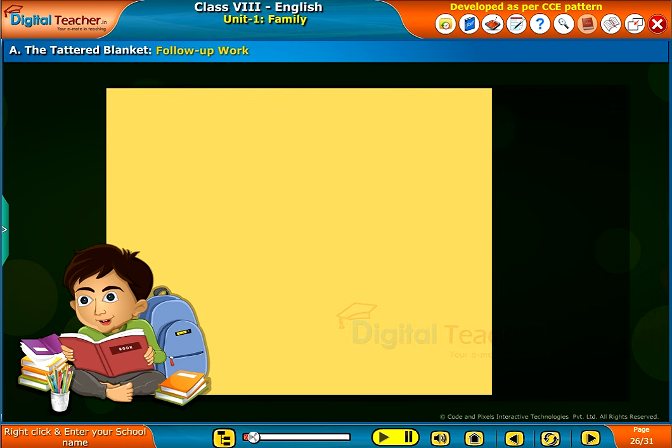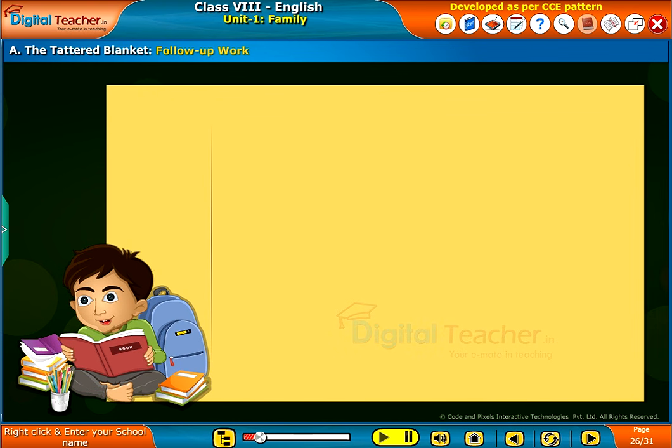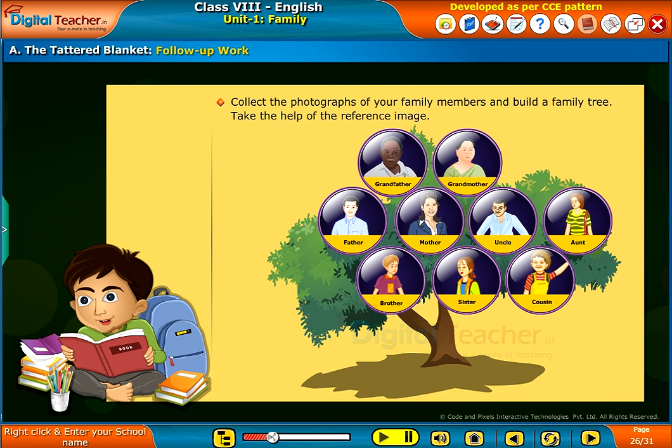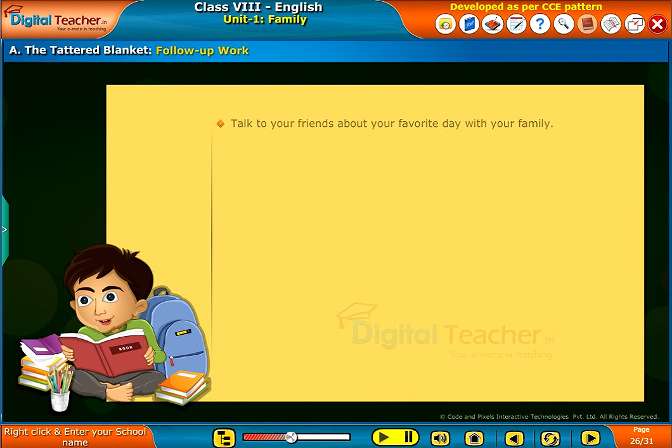Follow-up work. Take up the following activities. Collect the photographs of your family members and build a family tree. Take the help of the reference image. Talk to your friends about your favorite day with your family.